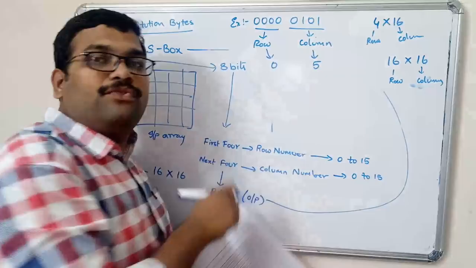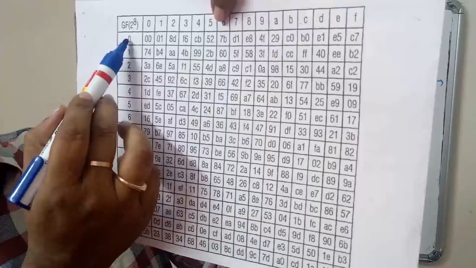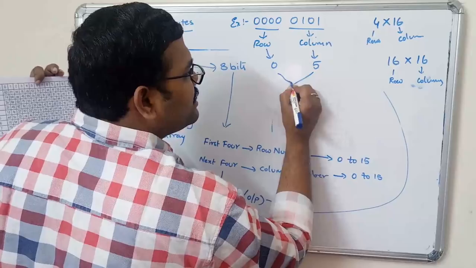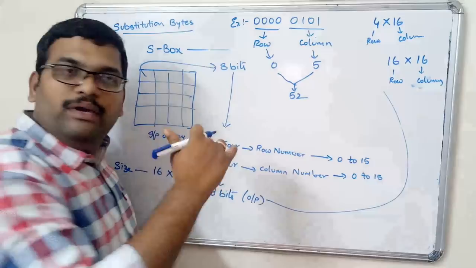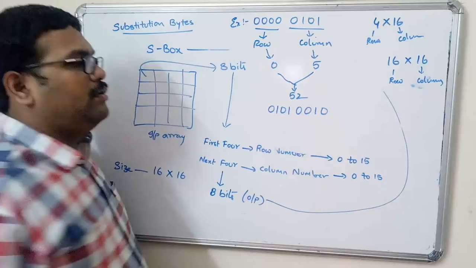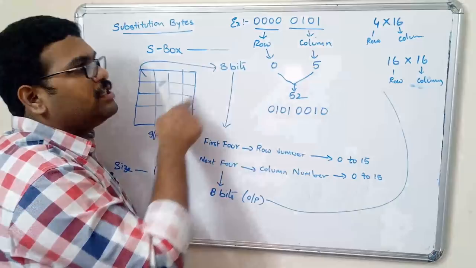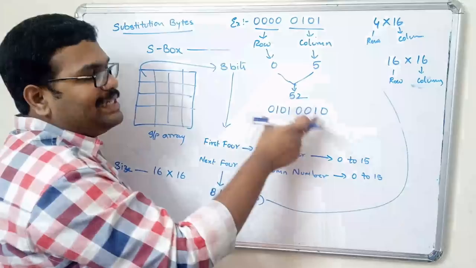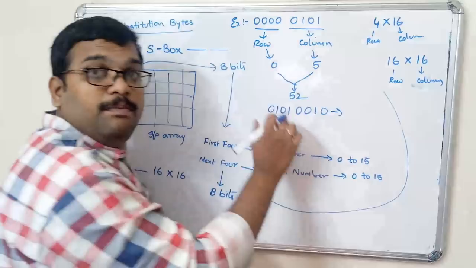So here in this example, see, the 0th row, 5th column, it is 52. So the result is 52, which is again converted into 8 bits, that means 0101 0010. So this is the output from the S box, with the input value 0000 0101. So this is the input of the S box and this is the output from the S box. So this will be stored in the state array.